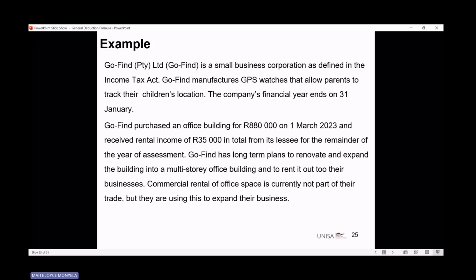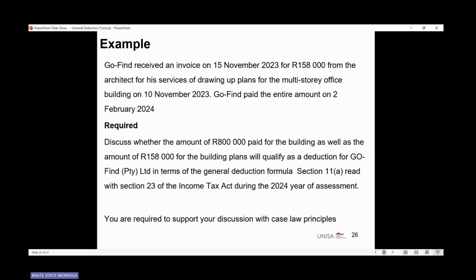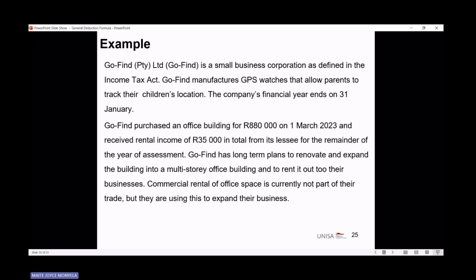So the other money, they receive an invoice of 15 November 2023 for 158 from Architecture for his service drawing. This expense, the first expense, they purchase a building. So we want to know if this building qualifies as a deduction.